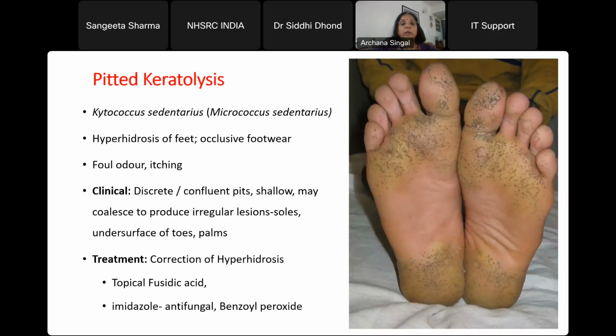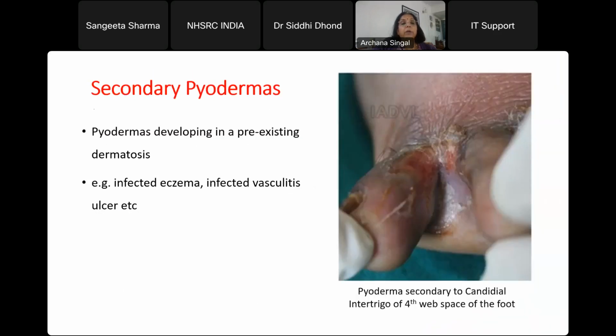Now coming to secondary pyoderma. Secondary pyoderma, as the name suggests, is pyoderma secondary to something. So patient already has some pre-existing disease. Mostly it is eczema, atopic dermatitis, vasculitis, and on top of it, there is secondary bacterial infection. This is showing a patient with candidal intertrigo, but then there is a pyoderma-like lesion because there is purulent discharge. And when you make a smear and do gram staining, you can see the staphylococci. Next.